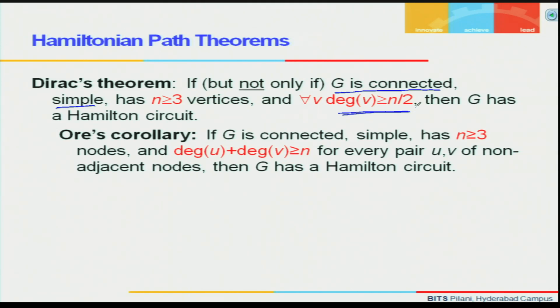If G is connected and it is simple, having n number of vertices, and the degree of each of the vertex is greater than or equal to n by 2, then G has a Hamiltonian circuit. This we can say, nothing more than that. If it doesn't have, we can't say anything. It can still be a Hamiltonian.